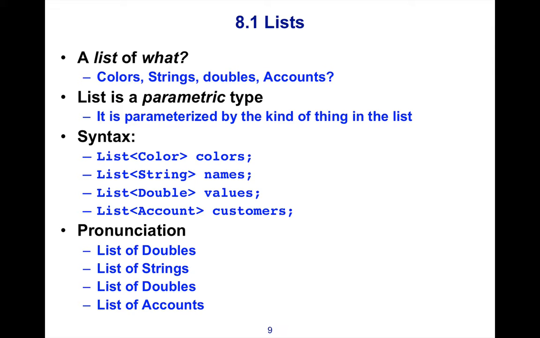As another question for this exercise, suppose we spin the roulette wheel a bunch of times, say 100 times, and we'd like to get a list of the results of the roulette wheel. What do you think the type inside list ought to be? So we have list of color, string, double, etc. Can you think of a type that we should put inside the angle brackets for the numbers that show up on the roulette wheel?